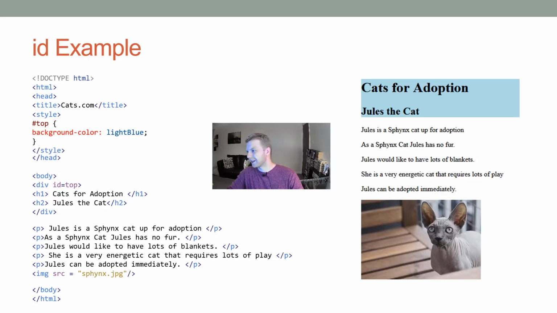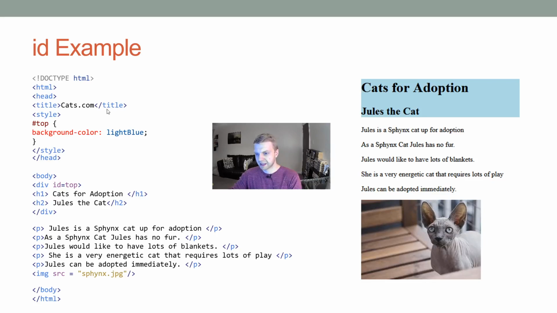So yeah, there's a division here, that you'll see div ID equals top, and we've put cats for adoption, which is an H1, and Jules the cat, which is an H2, both in this division. So it's opened up here and it's closed down here. And then in the CSS, in between the style tags, we've said make anything in the top ID light blue. And that's what's happened. It's given it a background color of light blue, and it's kind of made like a little box around it. And that's what we want. I know it's not the prettiest site, but baby steps.